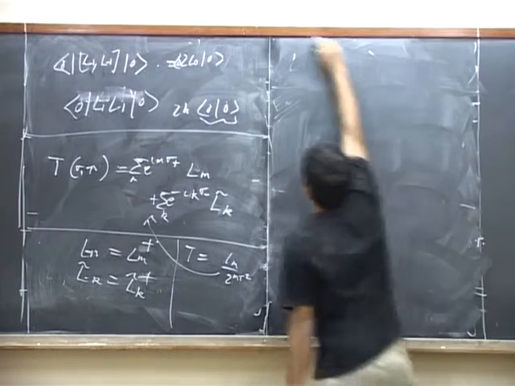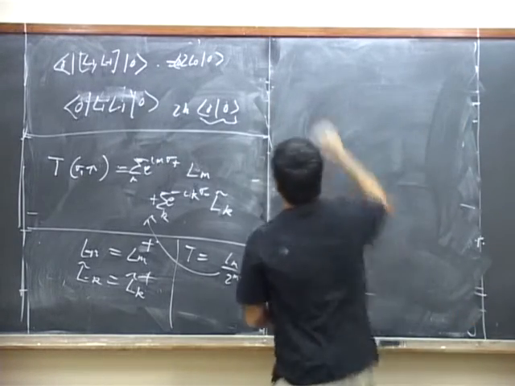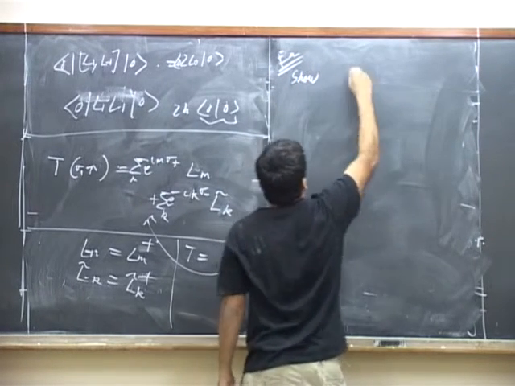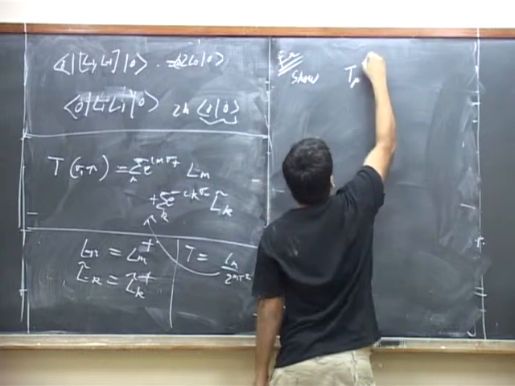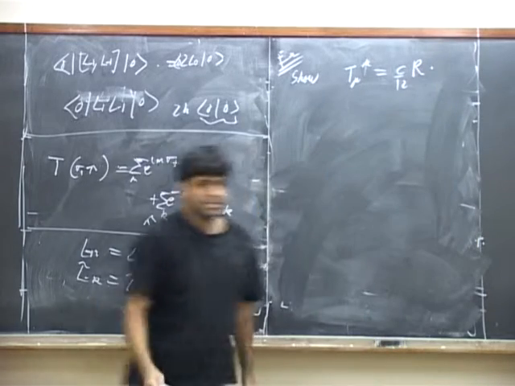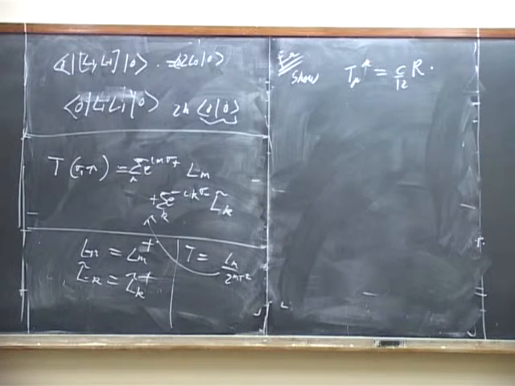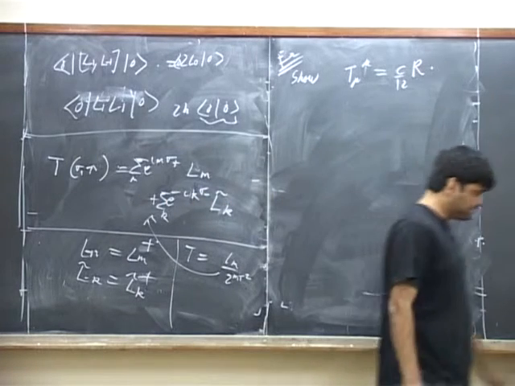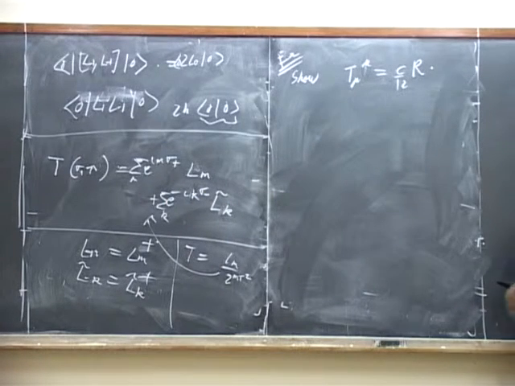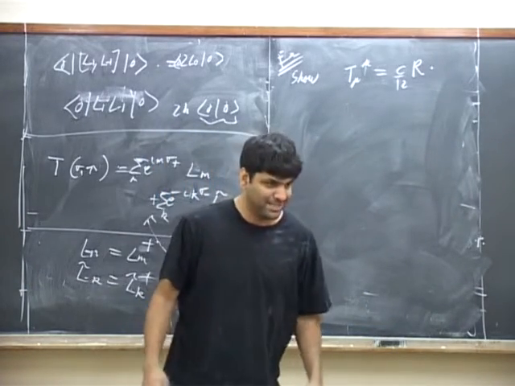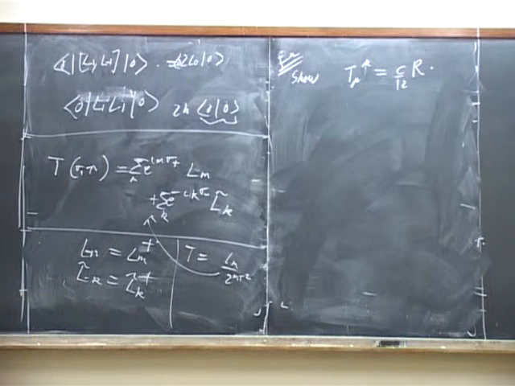The first step in this exercise is to show that T mu mu is equal to c by 12 times the curvature. So what's going on here? We've got a conformal field theory, and its stress tensor in flat space is traceless. We argued for that, we used it a lot.